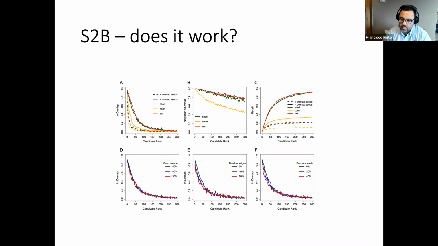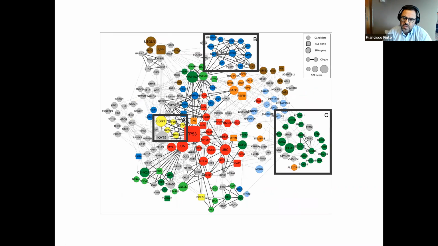of our top candidates. We applied this method to study two diseases, ALS, that is amyotrophic lateral sclerosis, and SMA, spinal muscular atrophy, and found the subnetwork that contained the top ranking S2B genes. The size of the nodes is proportional to the S2B score.